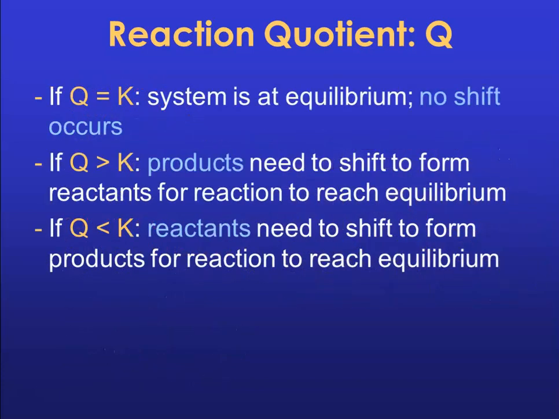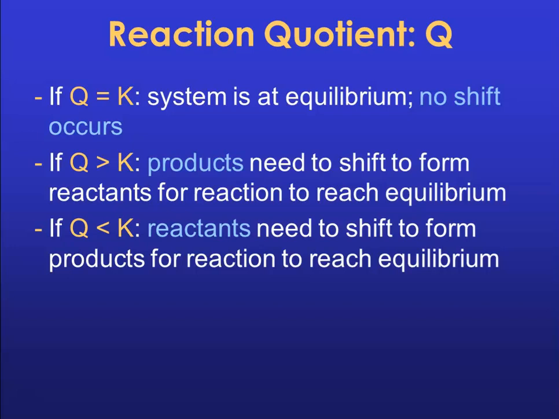When Q and K are equal, you are at equilibrium, and there is no need for reactants to form products or products to form reactants. The rates are constant. If Q is greater than K, that means that you have more reactants in that solution than you need. You need to form more products. You need to increase the rate of the forward reaction and decrease the rate of the reverse reaction. You need to form more products in order to reach equilibrium.